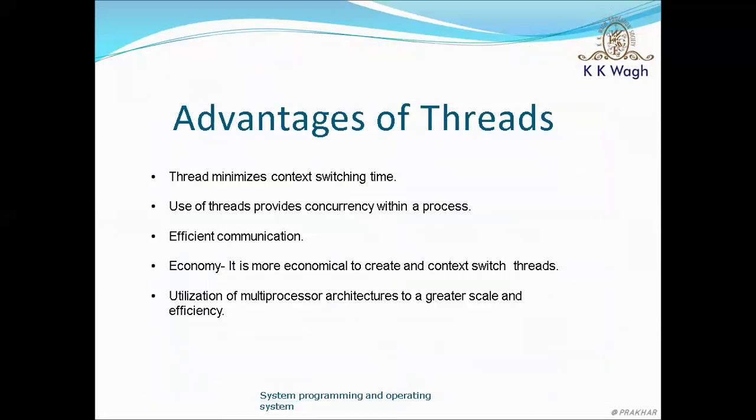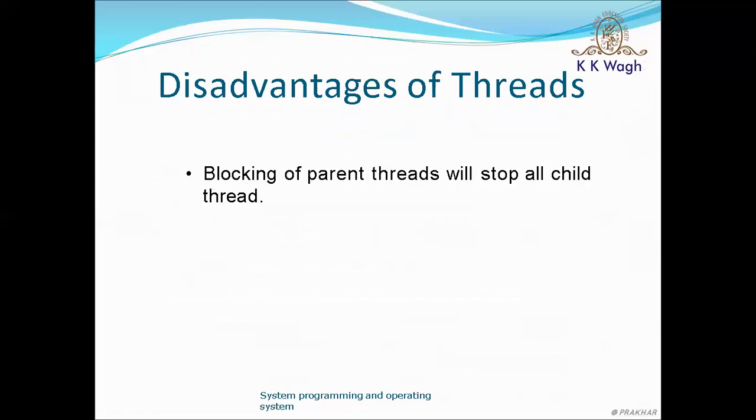Here are some advantages of threads. Threads minimize context switching time. Use of threads provides concurrency within a process, efficient communication, and economy. It is more economical to create and context switch threads. Threads also allow utilization of multiprocessor architectures to a greater scale and efficiency. Here are some disadvantages. Blocking of parent threads will stop all child threads.